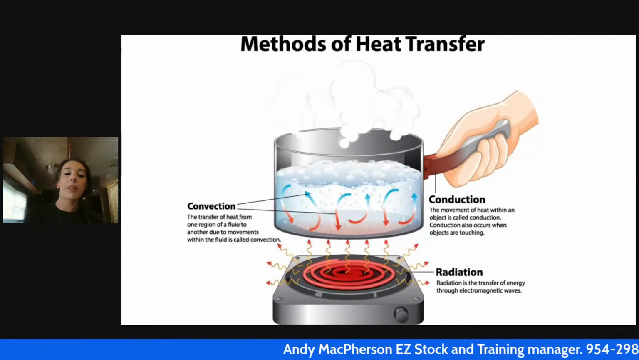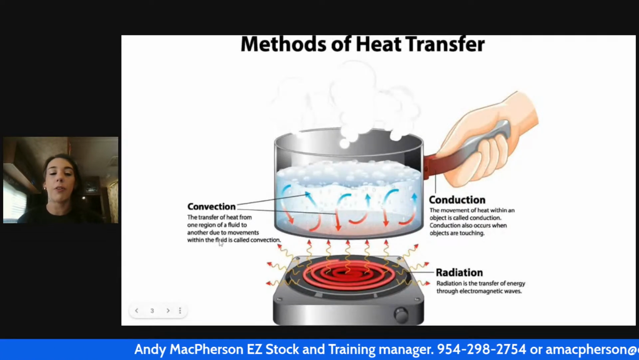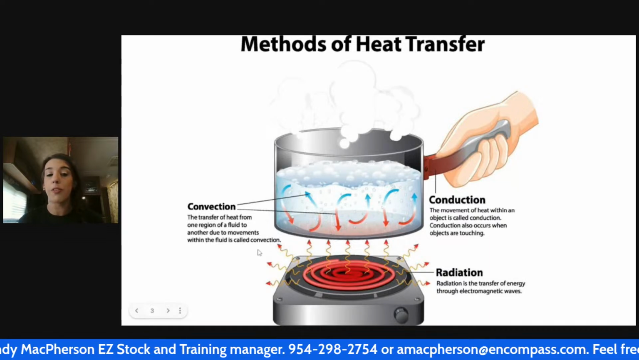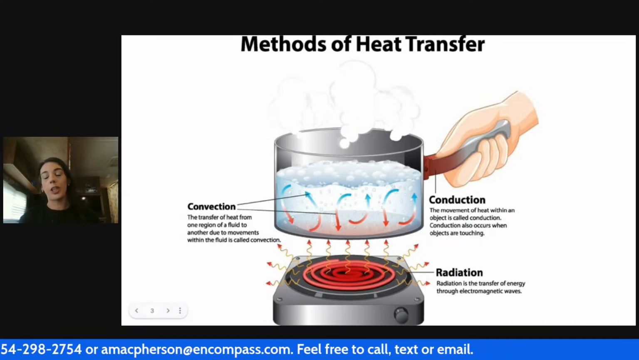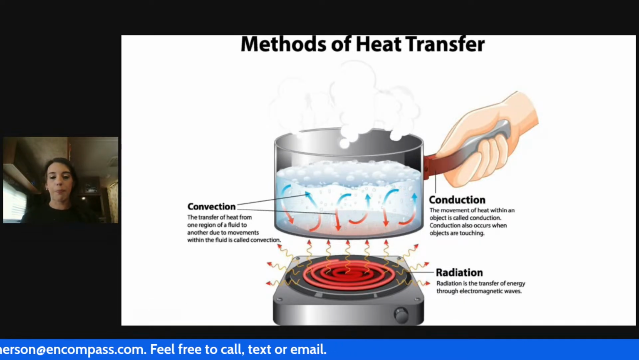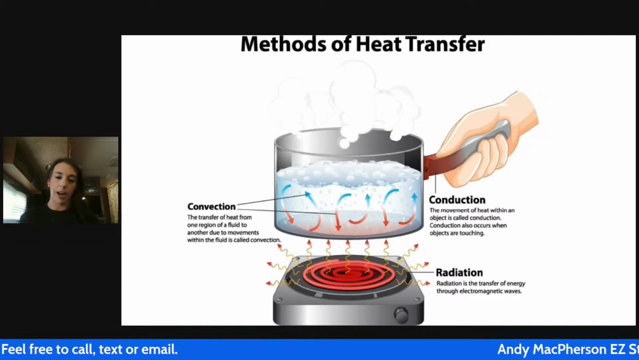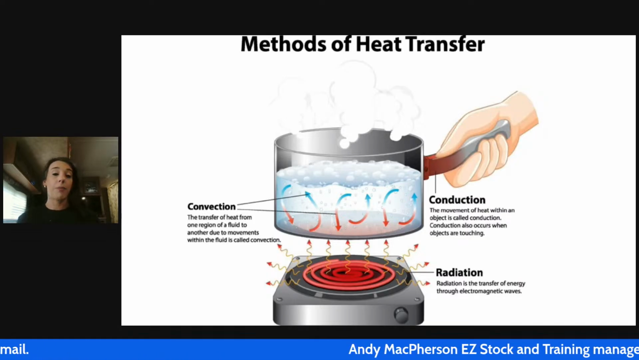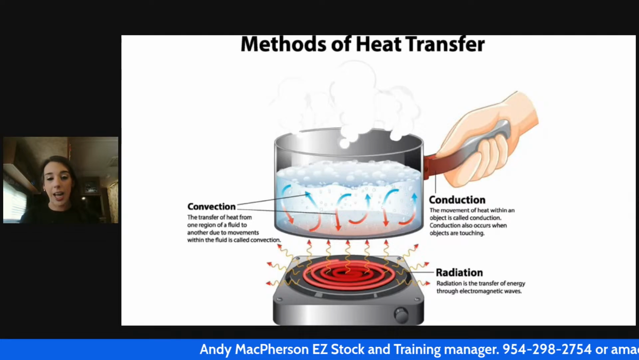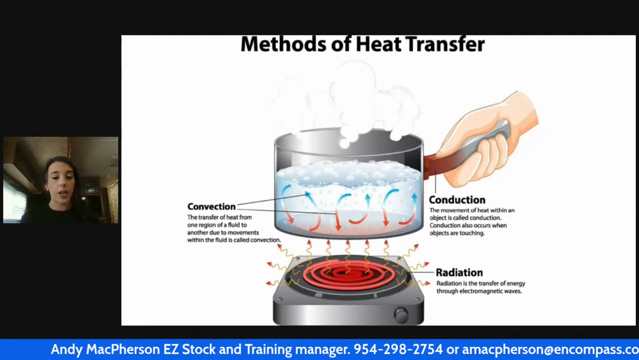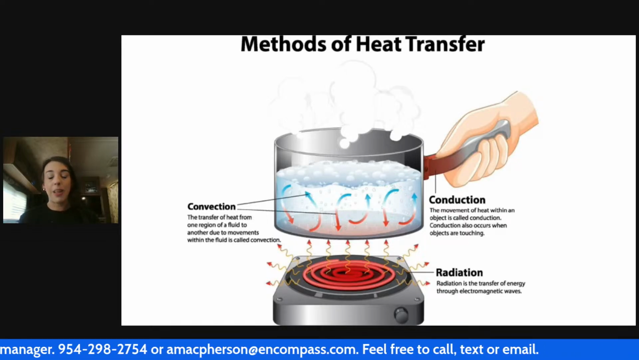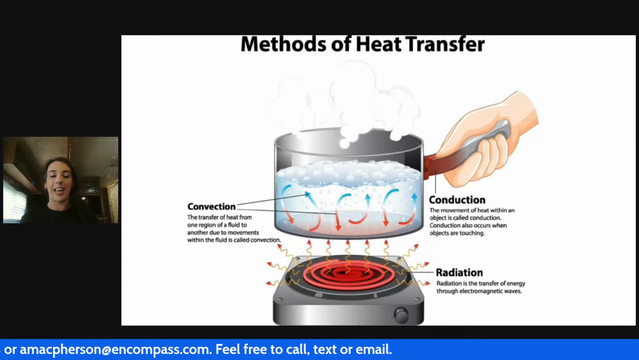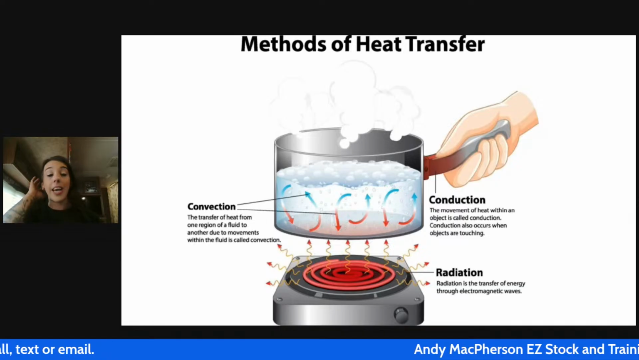So convection is the transfer of heat from one region of a fluid to another due to movements within the fluid, called convection. We'll use water for this situation just because it's the easiest one to understand. When we put water in a pot and put it on a burner, we are heating that water, but all of that water does not heat at the same time. We're heating the water closest to the source first, and as water heats, as anything heats, it vibrates, and it vibrates faster and faster the hotter it gets. By the time it's at its hottest point, boiling, 212 degrees, we can't go past that.